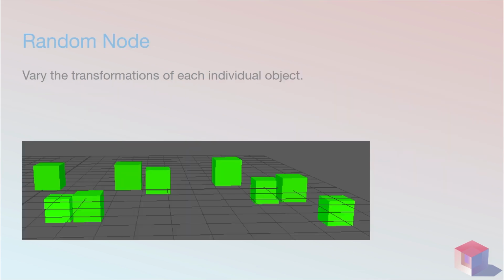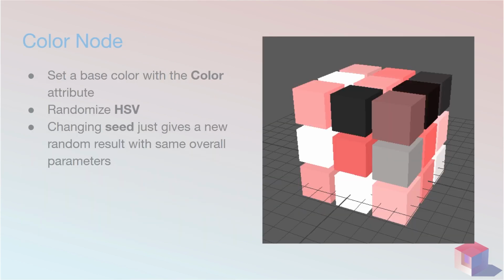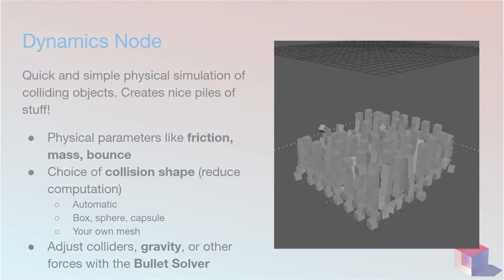For example, you have this random node that takes all these instances of objects and randomizes the values a bit. We have this color node where you can combine it with the random node to create different colors, or color jitter, for different objects. You have the dynamics node, so you can create things like collisions, where you have a ball that knocks over a bunch of objects, or you can have things like gravity.